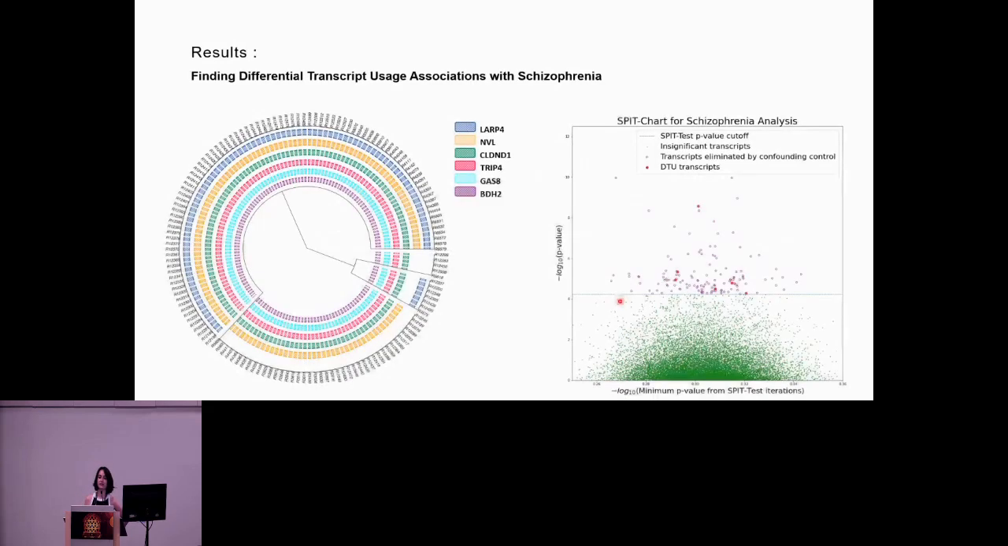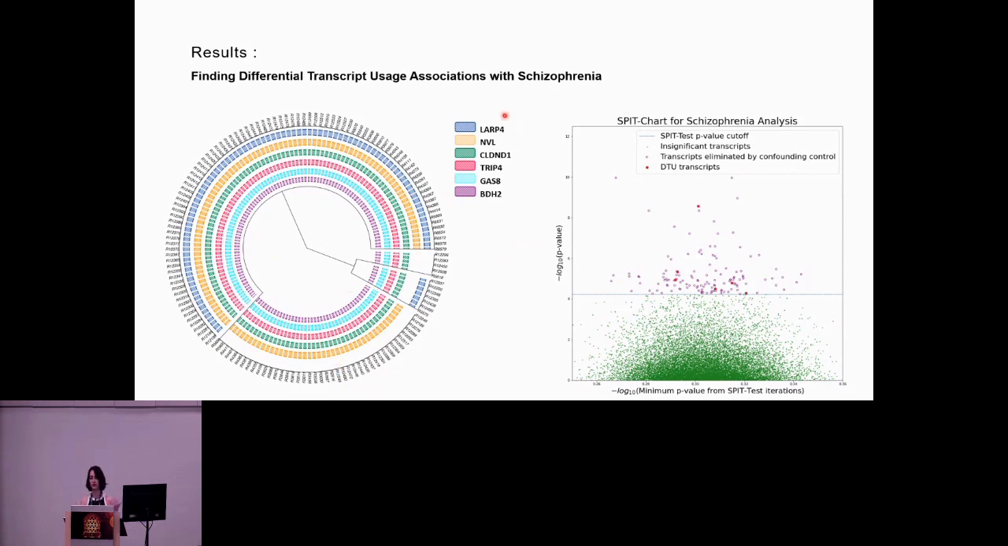Some interesting results that we got with applications of SPIT in real RNA-seq experiments: one is with schizophrenia. We looked at post-mortem brain samples from schizophrenic individuals and control adult samples, specifically their dorsolateral prefrontal cortex. And we not only discovered 6 genes with novel DTU events implicated in schizophrenia, but we were also able to find the specific subclusters of patients each of these genes are affecting.